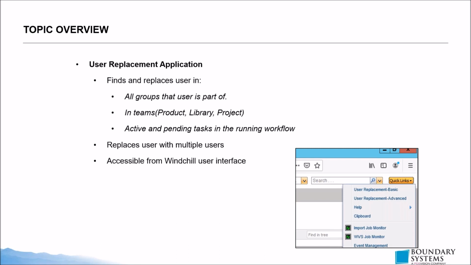And the app is also easily accessible from the Windchill user interface. The older version of this app had to be installed on the Windchill server computer itself. And every time the administrator had to replace the user, they had to physically remote into the Windchill server and then run the app and the replacement from the server. But this now allows the administrator to run the app from anywhere as long as they've got access to the Windchill web interface.